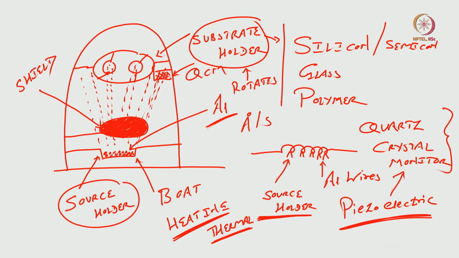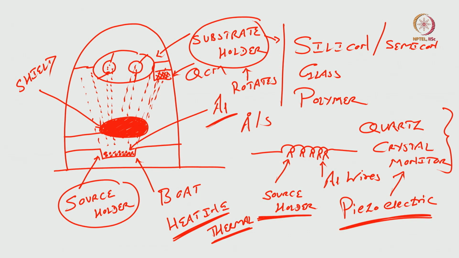What is the role of rotation? When you rotate the substrate holder and you deposit the material, the deposition is uniform. So, we rotate the substrate holder such that uniform deposition occurs onto the substrate.